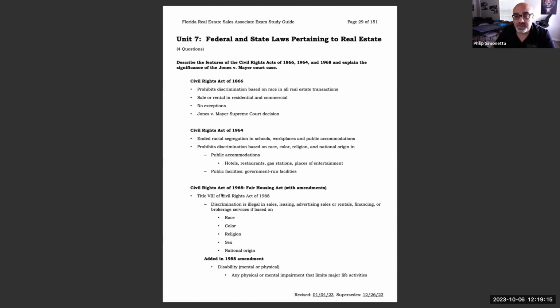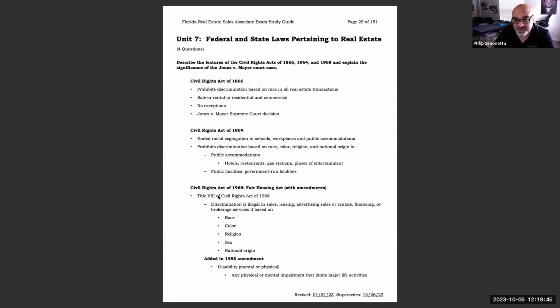The Civil Rights Act of 1964 ended racial segregation in schools, workplaces, and public accommodations. It prohibits discrimination based on race, color, religion, and national origin. Public accommodations are like hotels, restaurants, gas stations, places of entertainment. And public facilities are also government-run facilities, public pools, libraries, things like that.